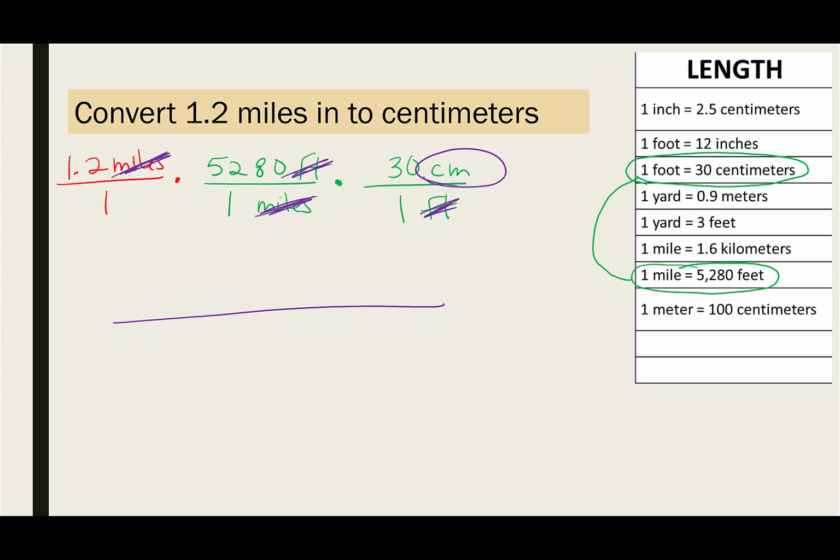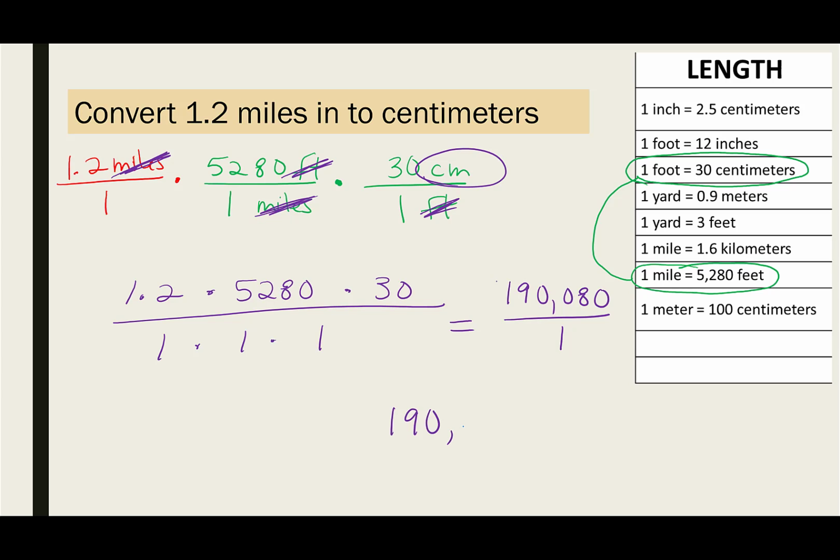If I combine these fractions together, I have 1.2 times 5,280 times 30 over 1 times 1 times 1. So get your calculator back out. We're going to multiply the numerator. Okay, when you multiply 1.2 times 5,280 times 30, you get 190,080 over 1. That's just our answer. 190,080 centimeters is how much 1.2 miles is.